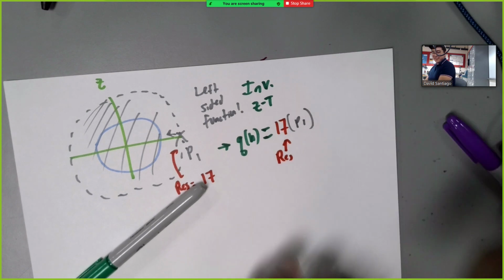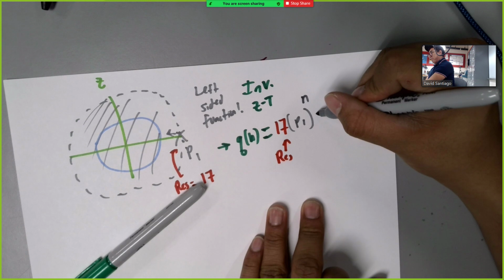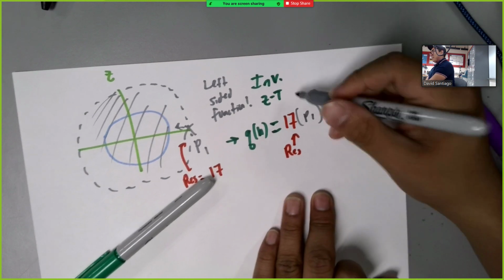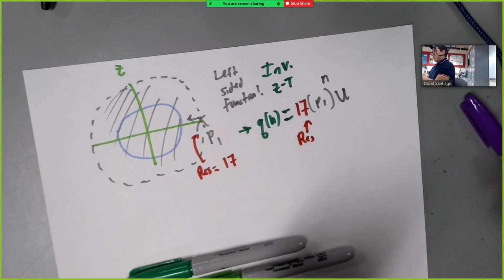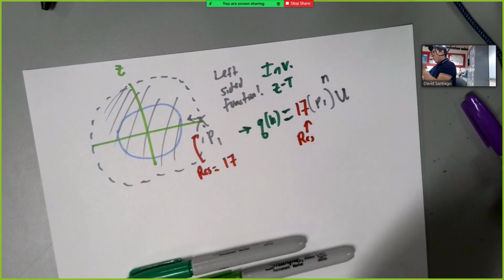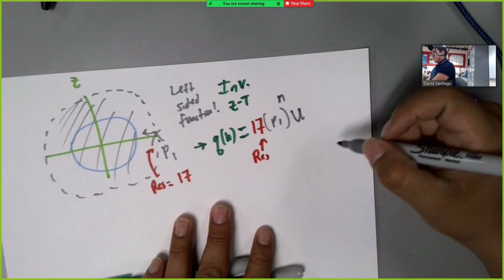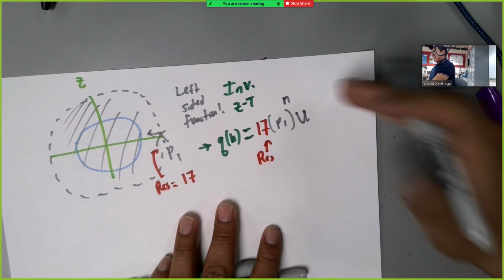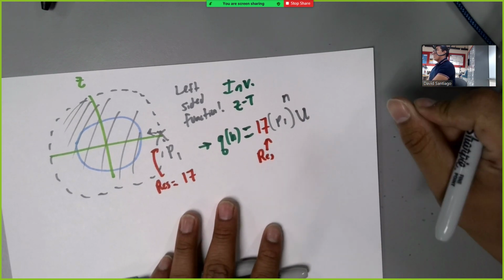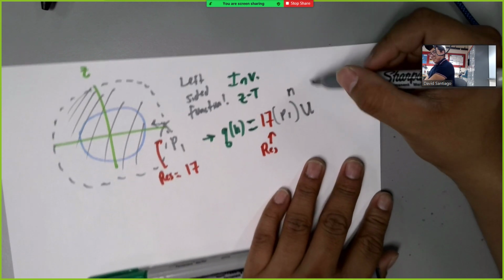Actually, let me remember this. I think it's n, but there's a unit step. Remember in the Laplace transform for left-sided functions, we had to make it u of minus t so that it would only exist on the left side of time. For this one, we can do u of minus n, but we're not going to include n equal to 0. It's a weird property. I'll probably tell you about that later, or you can look at that property.